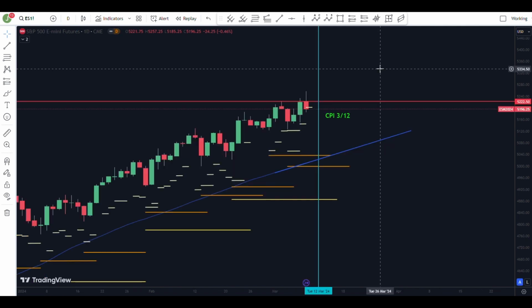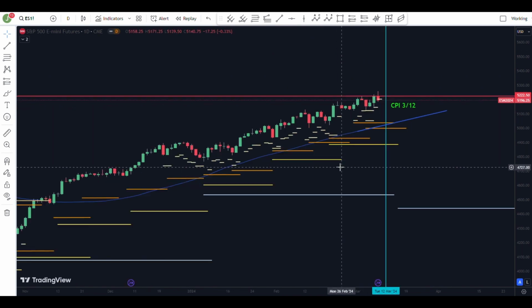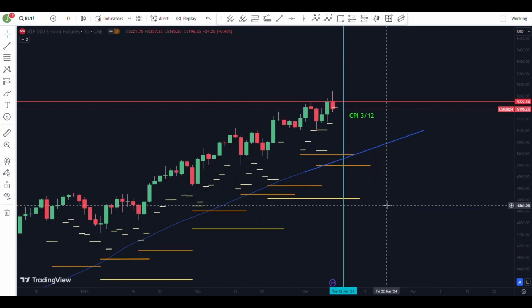This is the E-mini futures daily chart. And what you can see here are the time cycles. The orange cycle here is about 2 weeks, and the blue cycle here is about 2 months, and those are going to be the most important for what we're going to discuss today.